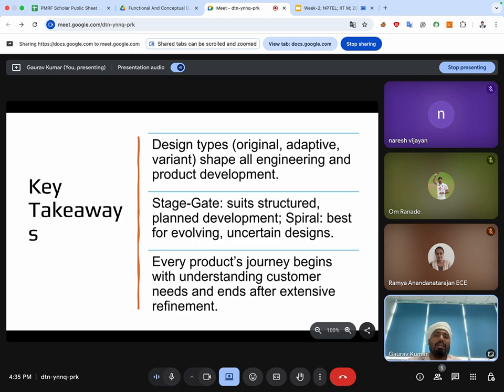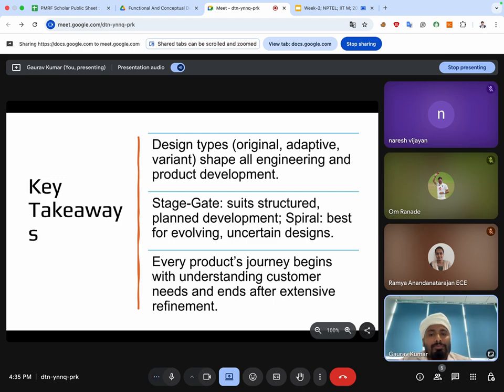So these three approaches form the backbone of product evaluation. Depending on customers' needs, market trends, and feasibility, we choose one over the other. Okay. Next one is what we discussed: stage gate suits structured plans, and development spiral is based on evolving, uncertain designs.